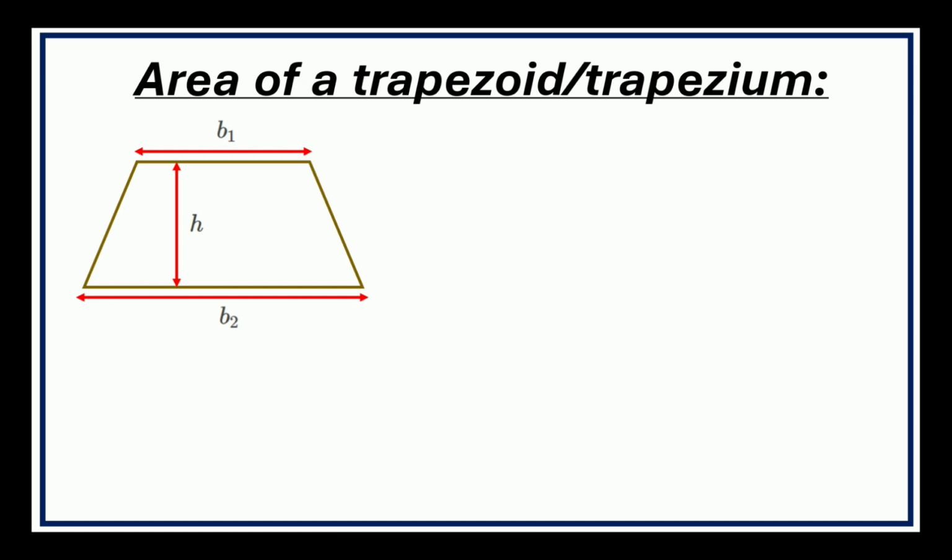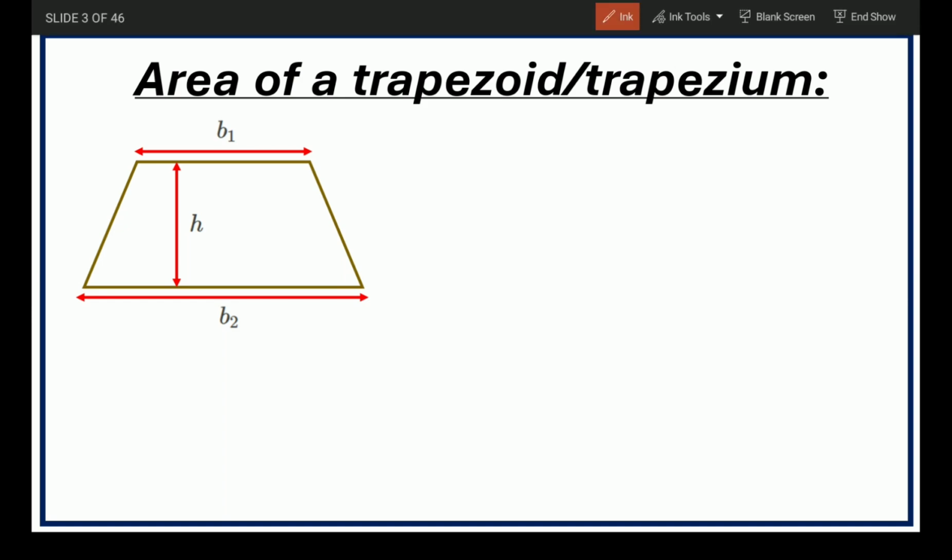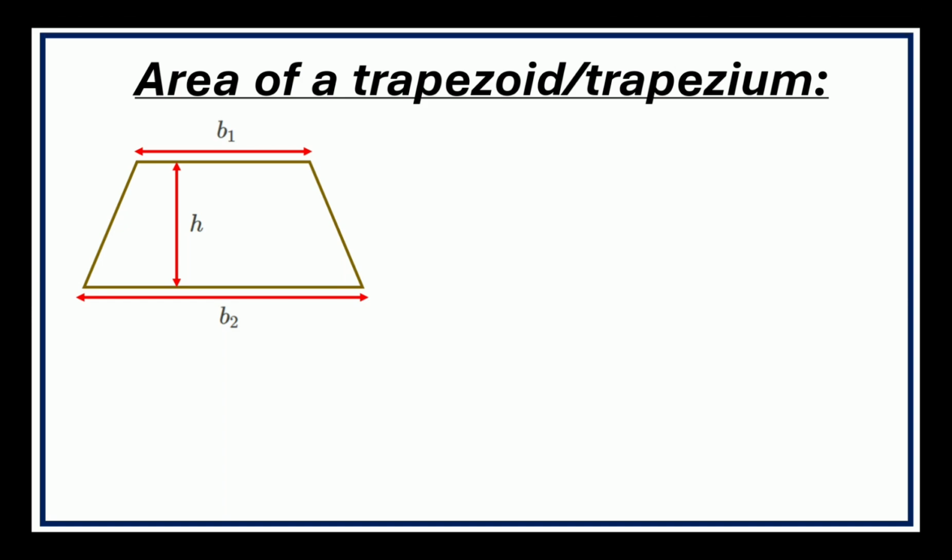Observe this figure. You see it's a figure with the side of a triangle, but the length of a rectangle. We can also infer that the height is denoted through h, the first length is denoted as b1, the second length is denoted as b2. So, what is the area formula of a trapezoid? Area is equal to 1 by 2 h (b1 plus b2).